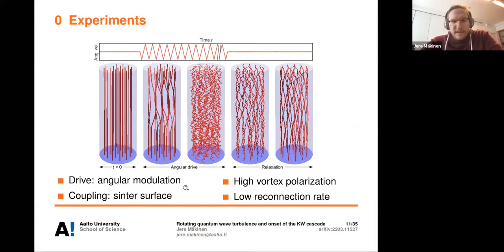I will tell you in a bit why, but indeed the vortices couple to the drive mostly via the surface at the bottom, where there is a heat exchanger volume, where the surfaces are by design rough. And in this kind of system, you have a high vortex polarization due to the rotation. And that also is known to reduce the reconnection rate in the turbulent state.